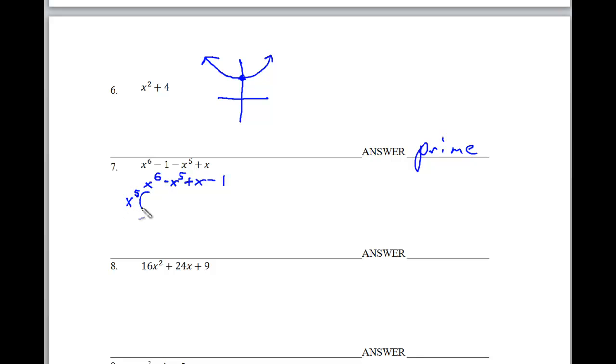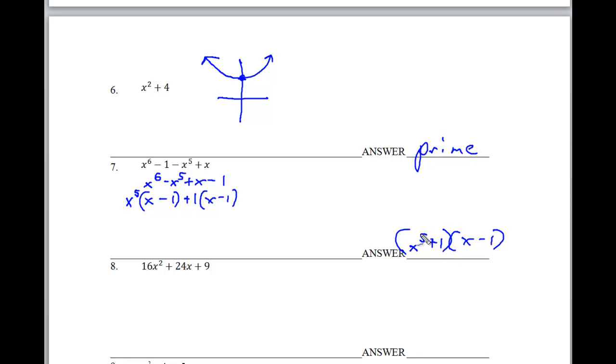If I pull out x to the 5th out of the first 2 terms, that's x minus 1. Now, look at here. What do I factor out of these 2 terms? There's nothing I can factor out, so I'm going to factor out a 1. So this is going to be x minus 1. So now I'm going to get to my final answer, which is x to the 5th plus 1, and then we have x minus 1.